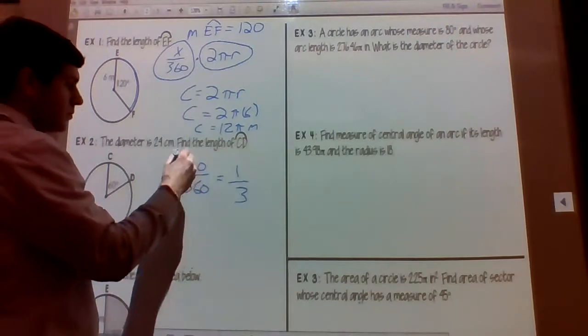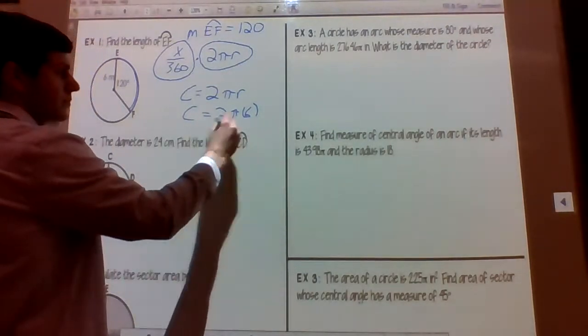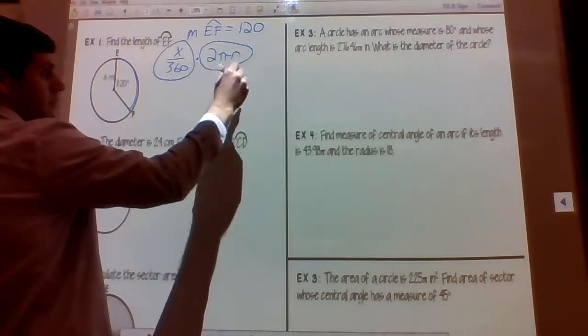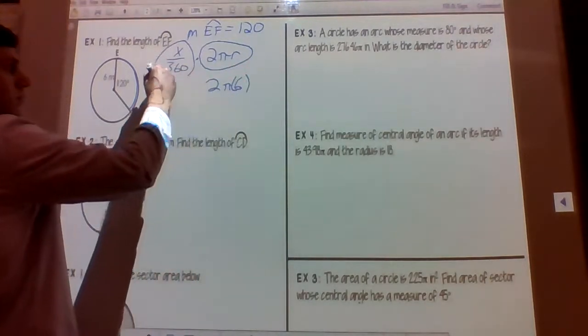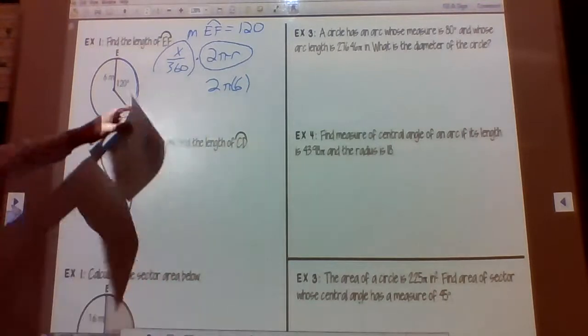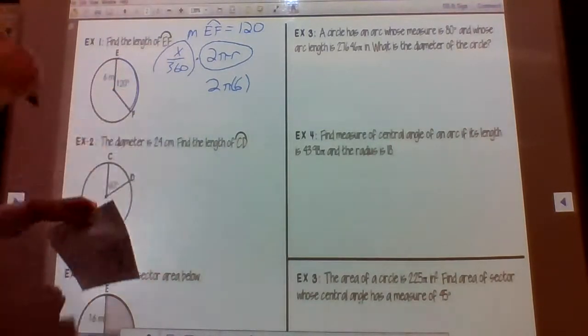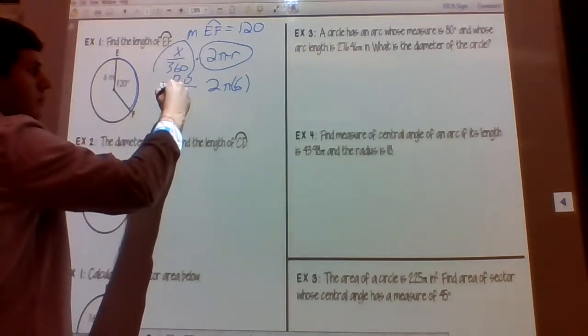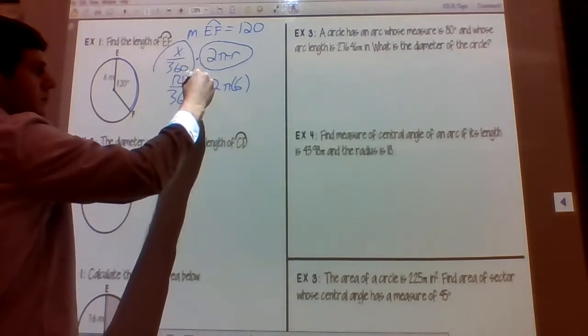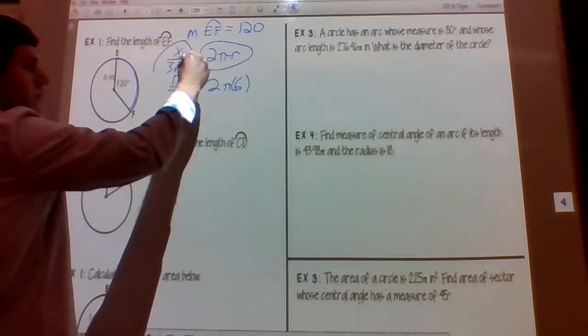Let's put that all in here. So again, 2 pi r we said was 2 pi times the radius of 6. And then we have 120 degrees as our measure for EF, so that's 120 divided by 360. So I can erase more of this.